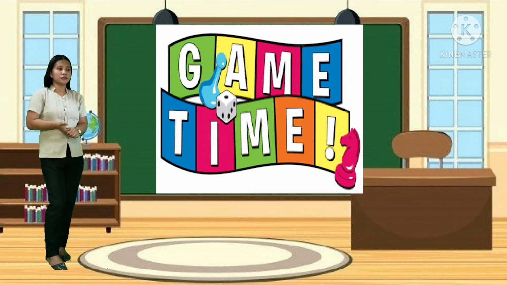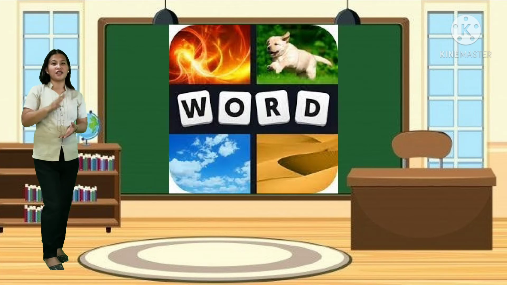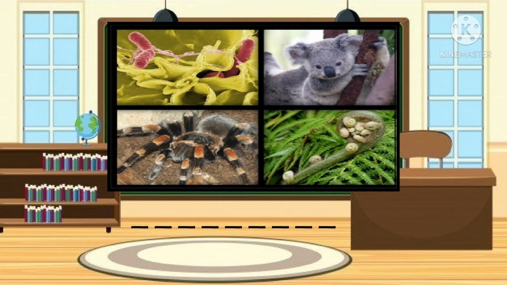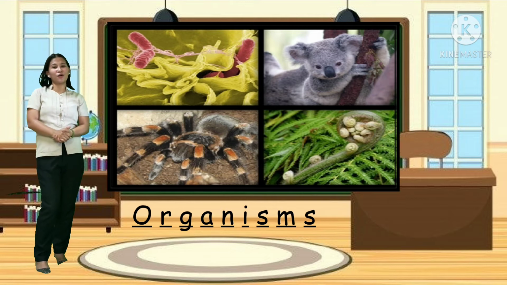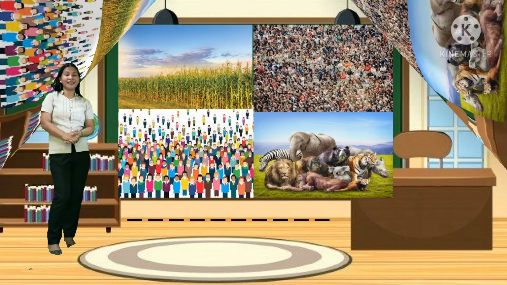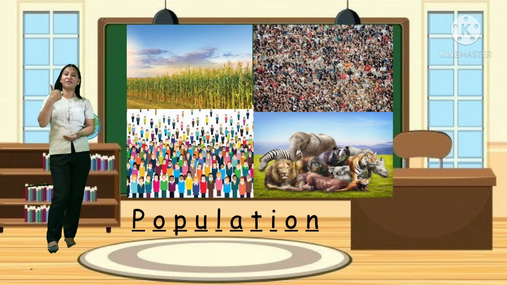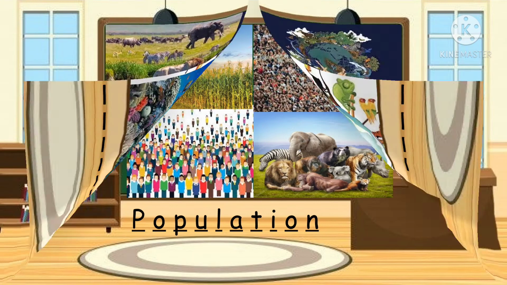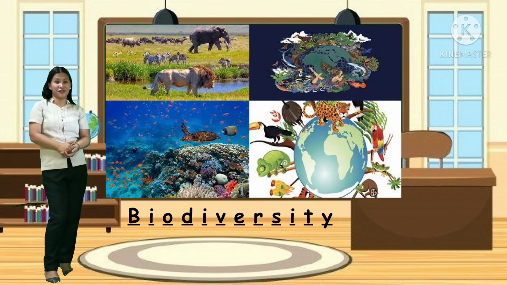Before we proceed with our lesson, let's play a game. I'm sure you are familiar with 4 pics 1 word. So let's start. Let's have the first word. Very good. It is organism. You got it right. The second word is population. You got it. Give yourself a thumbs up. Next, we have biodiversity.